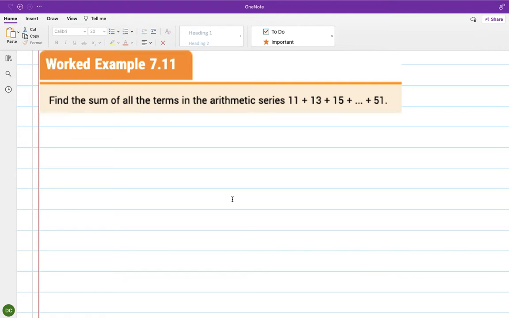So the fact that they're asking me for the sum of all the terms means I'm going to have to use my sum formula.